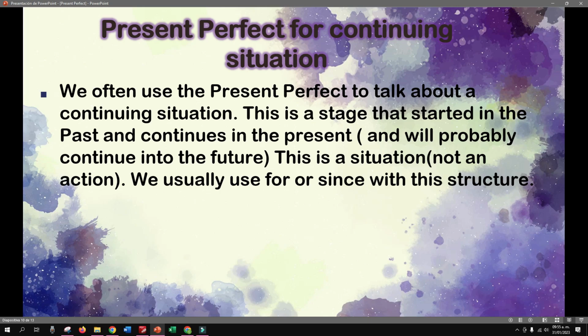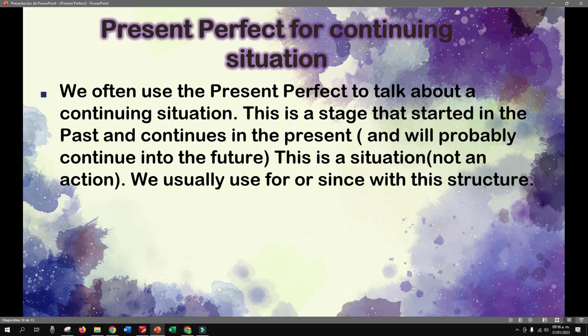Nice, perfect. Thank you, Mr. Davy. So there you have that. Continuing situation. What happened here? Something or a situation started in the past, but still continues in the present. So the event or the action still continues, right?